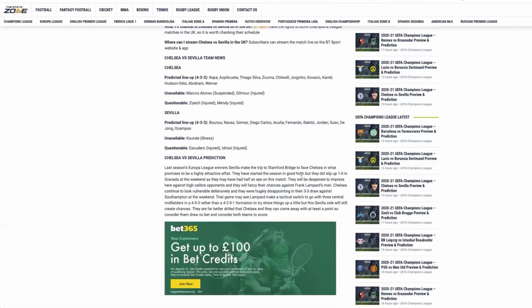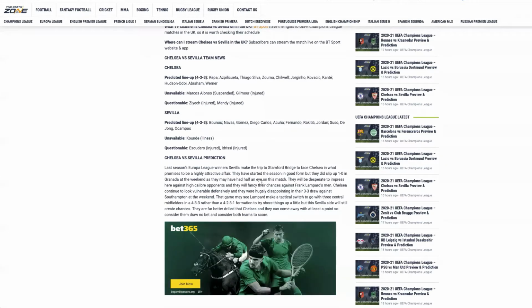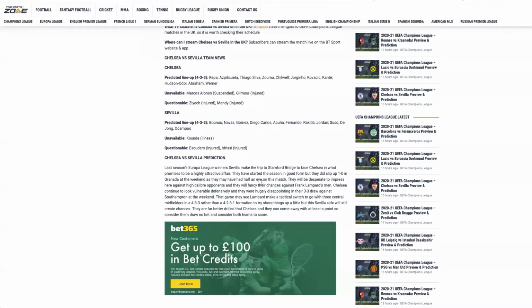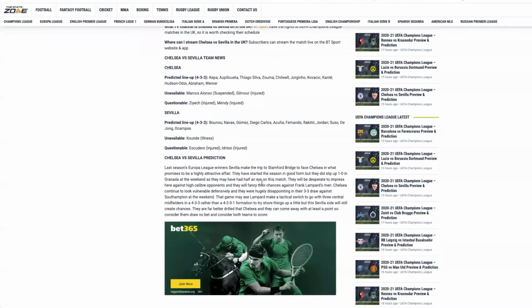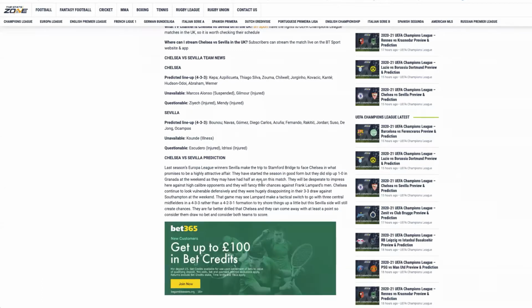They've started the season in good form, but they did slip up 1-0 to Granada at the weekend, as they may have had half an eye on this match. Yeah, that's what teams do. You've got a big Champions League match coming up, which is crucial to the club's finances, especially in the current climate. Then you may go and sacrifice a match or a load of players to keep fresh for this game.